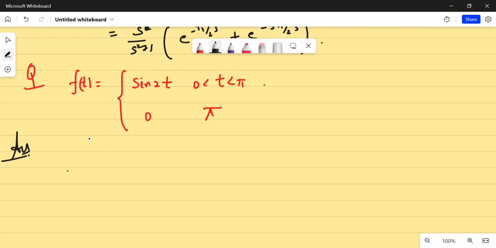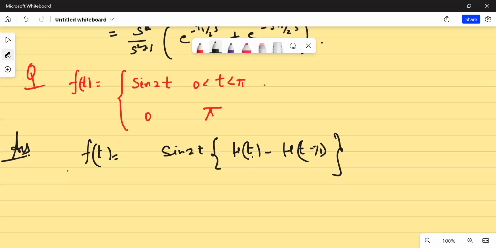So how to go about it? I'll write f(t) is equal to sin 2t, h(t) minus h(t minus pi), right? So you know that for t greater than 0 and t less than pi, this would be 1 and this would be 0. So 1 minus 0 is 1, so you will get sin 2t. And for t greater than pi, this would be 1, this would be 1, 1 minus 1 is 0.